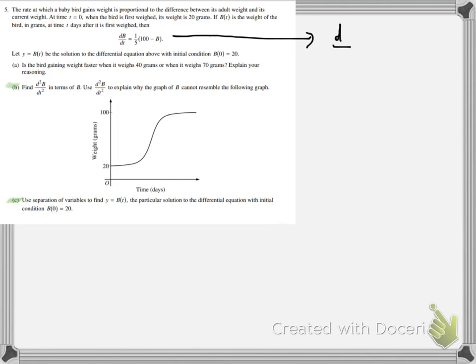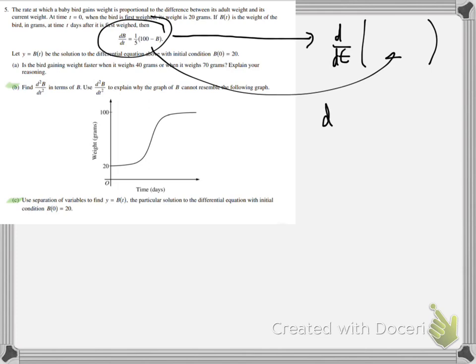So if I go ahead and differentiate that with respect to t, we're going to get the second derivative of b with respect to t equals, and what I'm going to do is distribute that 1/5 through right away. So I really have 20 subtract 1/5 b.